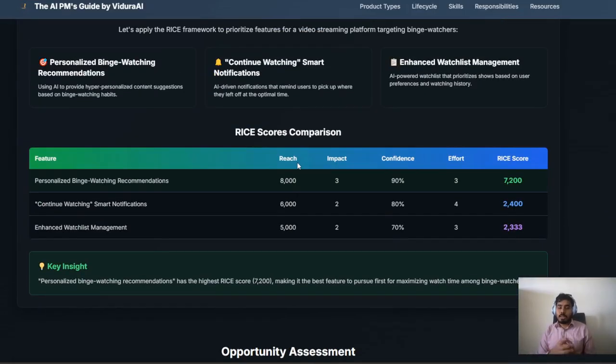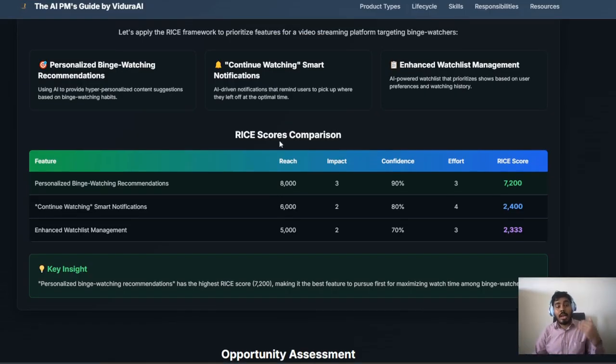So I hope you understood the basic things about the RISE framework and how we can apply it to 0 to 1 products and 1 to n products, how to form the hypothesis and so on.